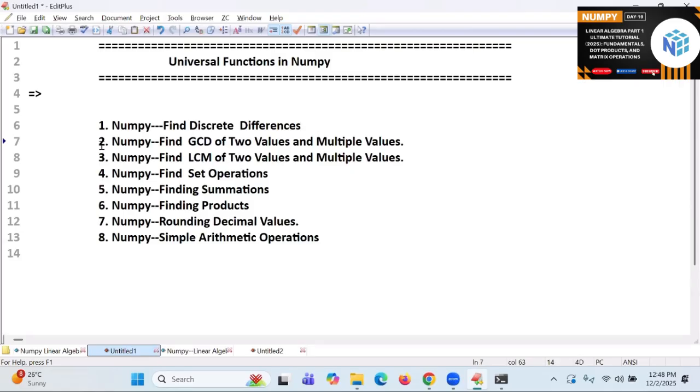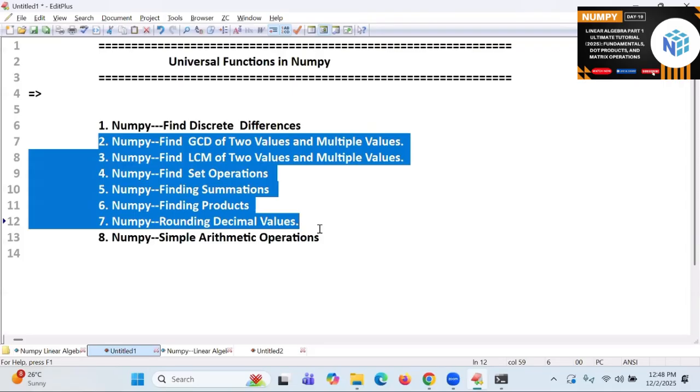Next class, time is almost over. In the next class, GCD of two values and GCD of multiple values, how to find them out. We are going to take that up. I will go for the GCD of this entire thing. All the operations I will explain in the classroom.